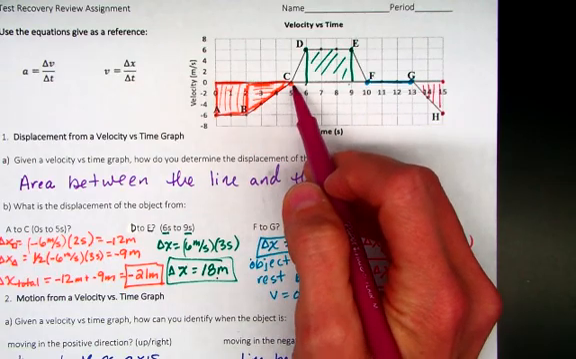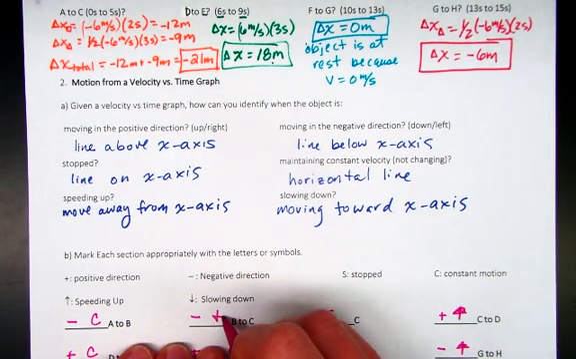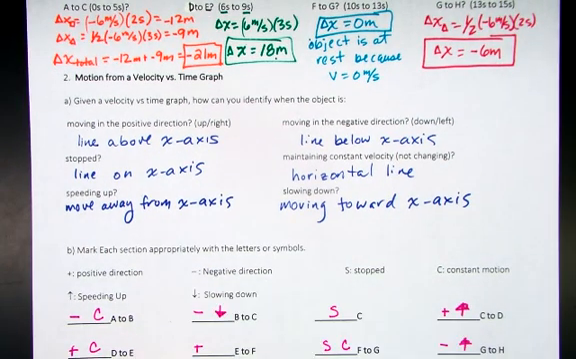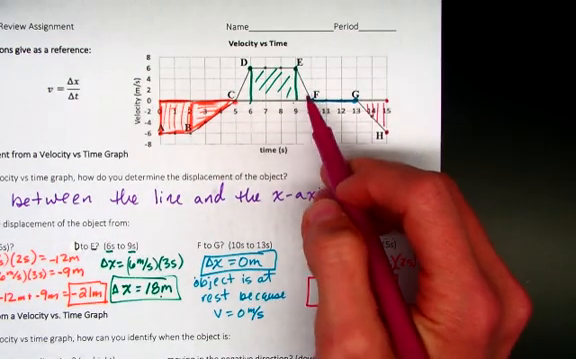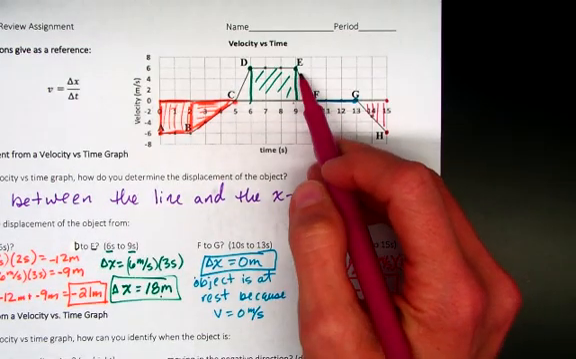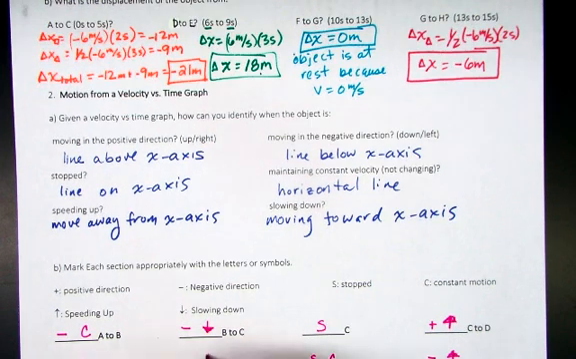B to C, I'm moving toward the axis, so I'm slowing down to a stop. And then it looks like E to F, I'm moving toward the axis, so I'm slowing to a stop. So that's also slowing.